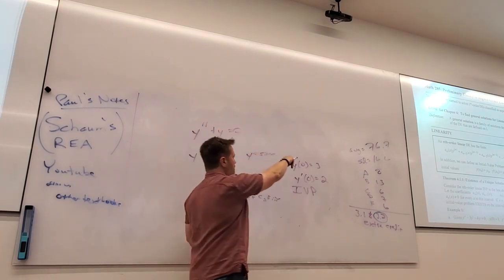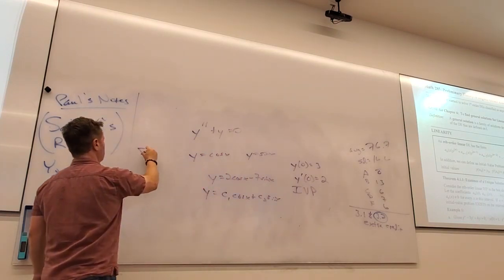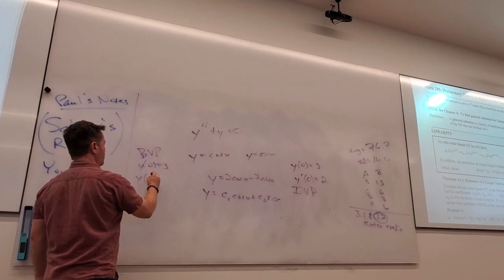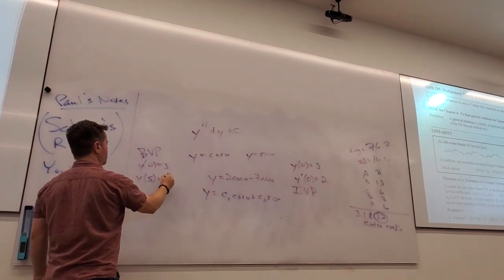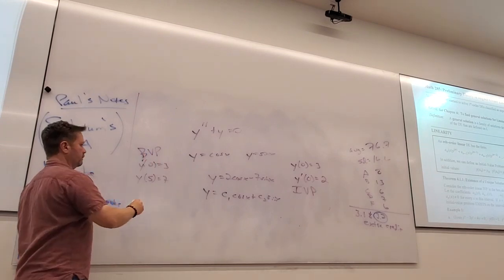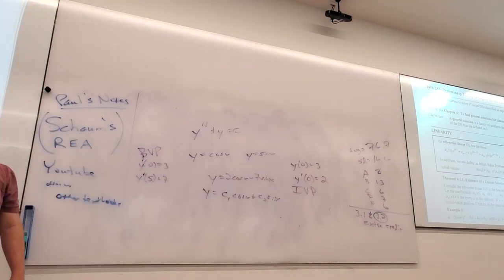So if I wanted to make this a boundary value problem, I could tell you maybe y of 0 is 3 and y of 5 is 7. I can tell you y prime of 0 is 3 and y prime of 5 is 7. I can tell you all those different things, yes.